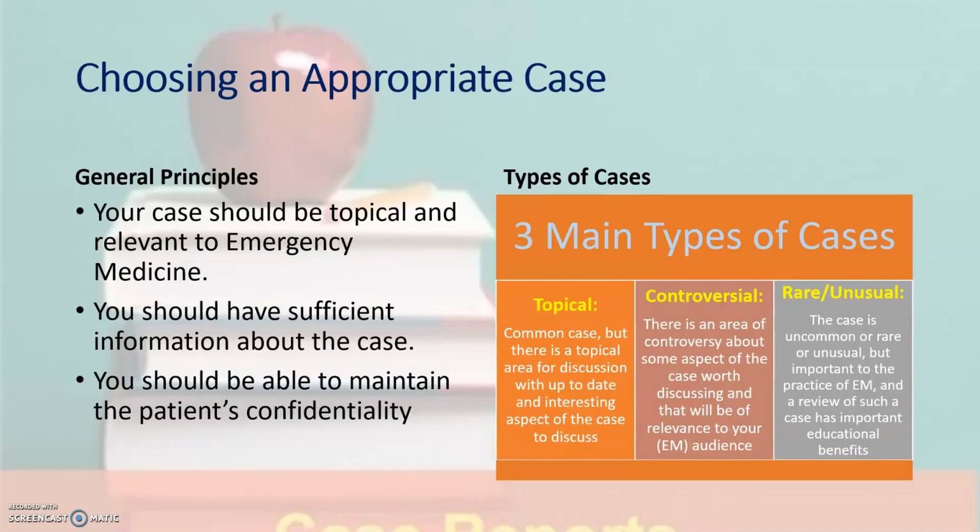So what is an appropriate case for your DM casebook? Cases used should be topical and relevant to emergency medicine specifically. You should have sufficient information about the case to give the reader the information they require. This would include things like blood results, X-rays, ECGs, other scans. And as a minor point, you should be able to maintain the patient's confidentiality.